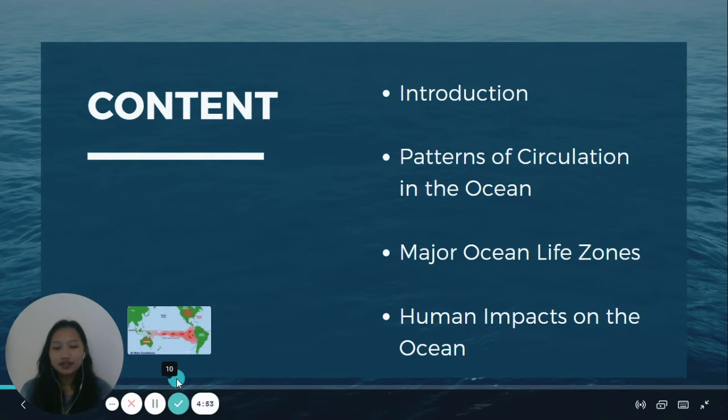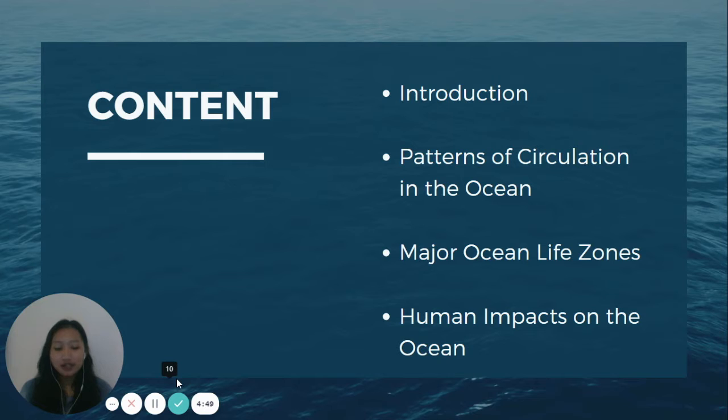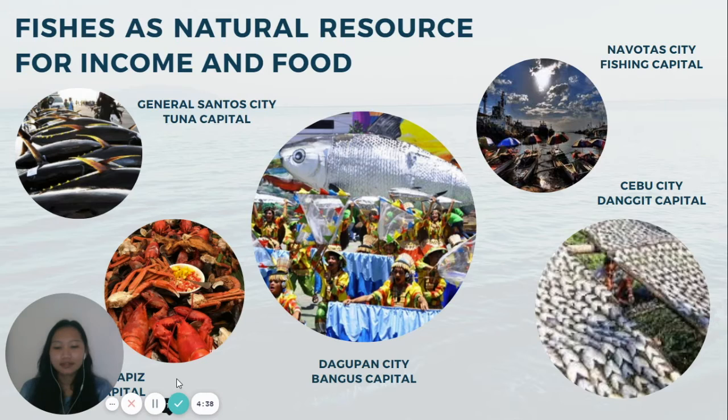Now, this discussion will introduce us to how the ocean affects humans and how we humans affect the ocean and marine life. Furthermore, we'll tackle the patterns of circulation in the ocean, major ocean life zones, and the human impacts on the ocean. Now let's start off with our country, the Philippines.